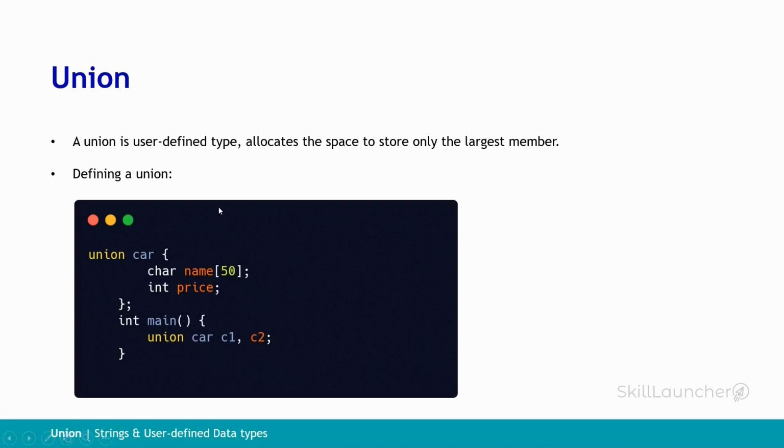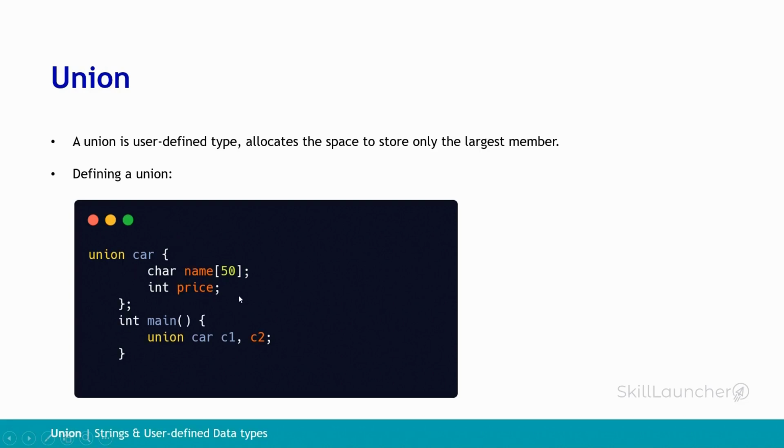So let us first see the declaration and get more clear about what is union. So let's say I define a union car and it has two data members, character name array and integer price. Union is much more similar to structures. The only difference lies here is memory sharing. The concept of memory sharing is introduced in union.